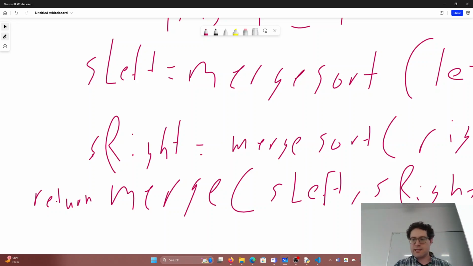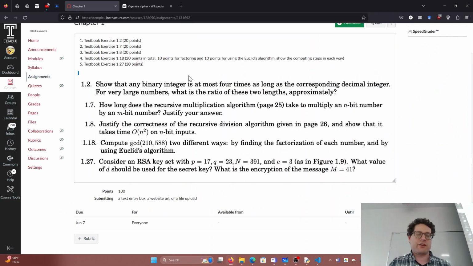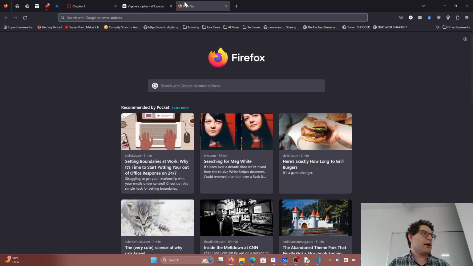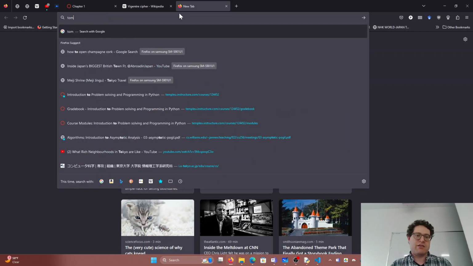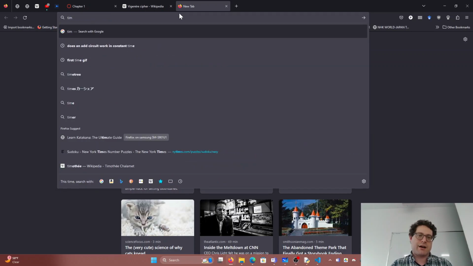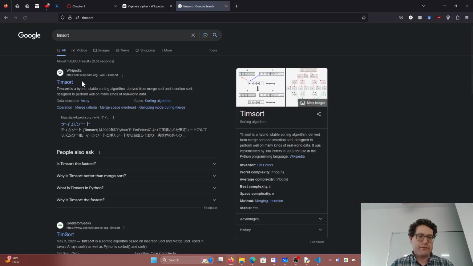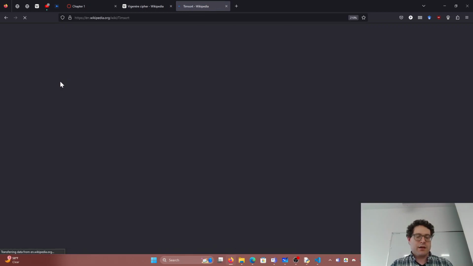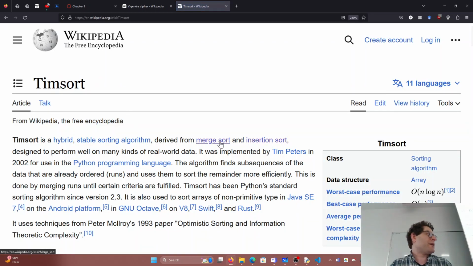Now, realistically, these days, merge sort is not actually used in your libraries. And actually, one of my unique homework questions will be addressing this. Instead, what is used today is timsort, which we will not cover. But timsort is a combination of merge sort and insertion sort. And it does really well on real world data. It basically gets the benefits of both.